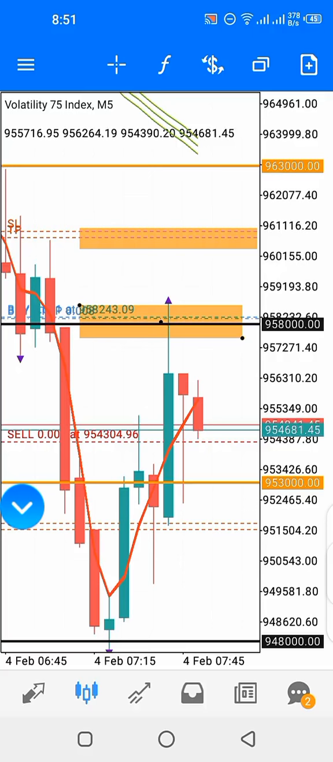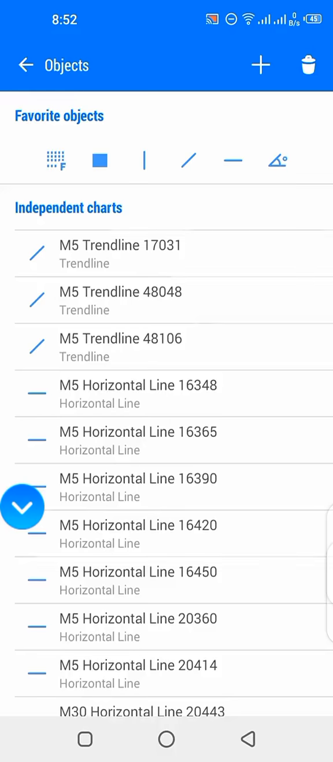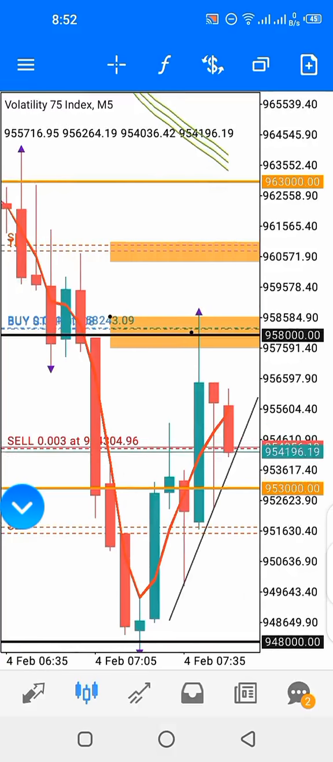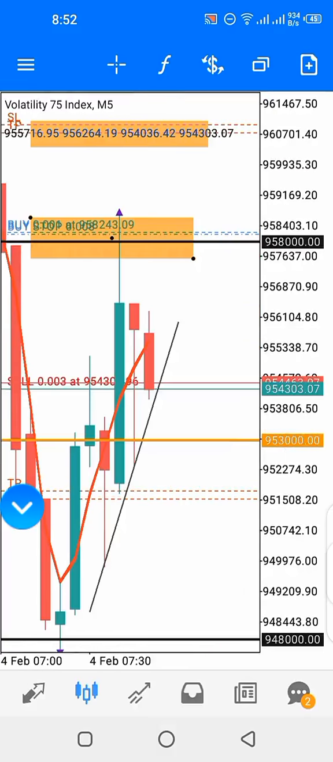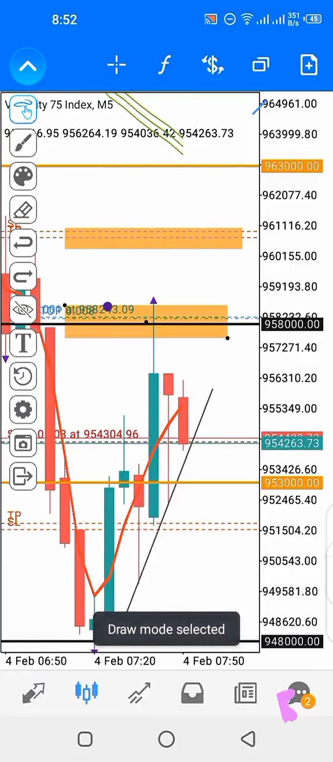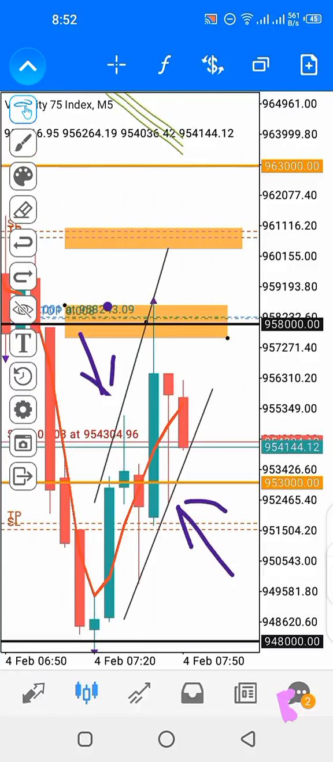So the Grail strategy is a strategy you can use to recover from drawdown. You can also combine trend lines, like an ascending trend line around there. My ascending trend line is like a channel. Price is going up.